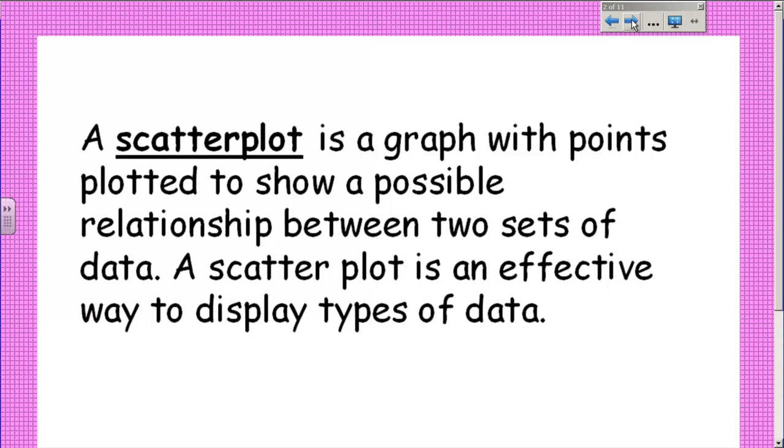First, you have a definition of what a scatterplot is. A scatterplot is a graph with points plotted to show a possible relationship between two sets of data. It is an effective way to display different types of data. Whenever you have two types of data, you use this a lot in science when you are doing experiments and you want to plot a graph of what's happening. A scatterplot's always an effective way to do that. So it just shows the relationship or a possible relationship between two different things.